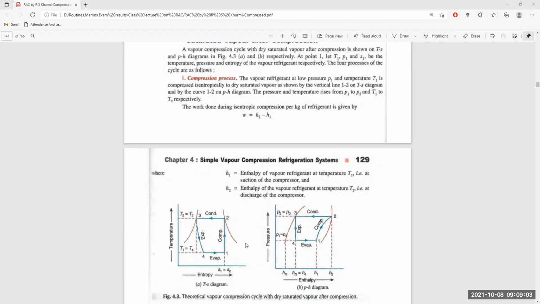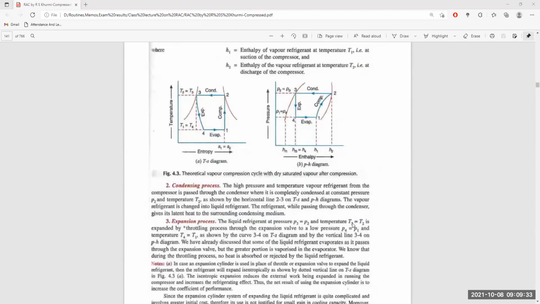Now, pressure is varying from 1 to 2, and enthalpy is increasing with the increase in pressure by the addition of work done. Enthalpy, or the heat content or energy level, whatever name we assign, will increase from 1 to 2. And pressure is increasing from P1 to P2. Next comes the condensation process at high pressure.